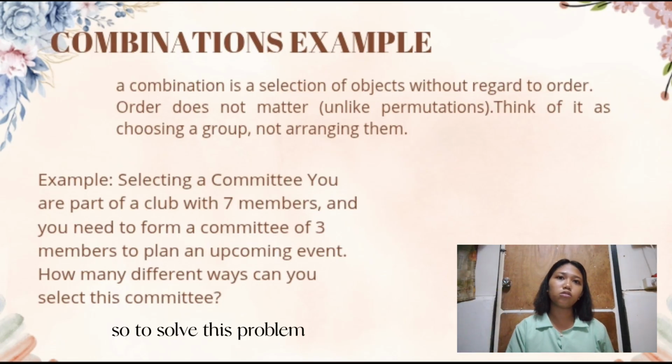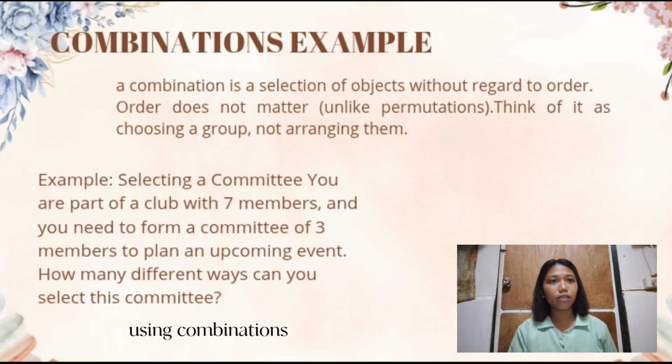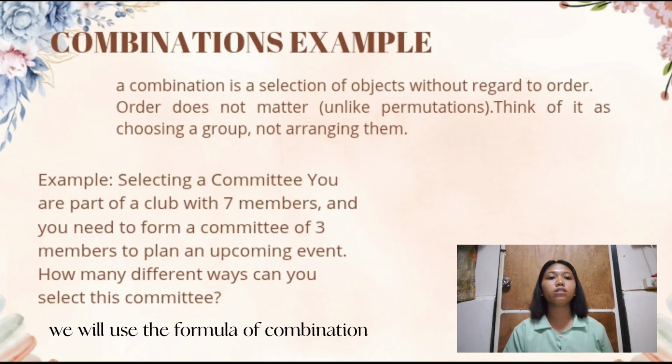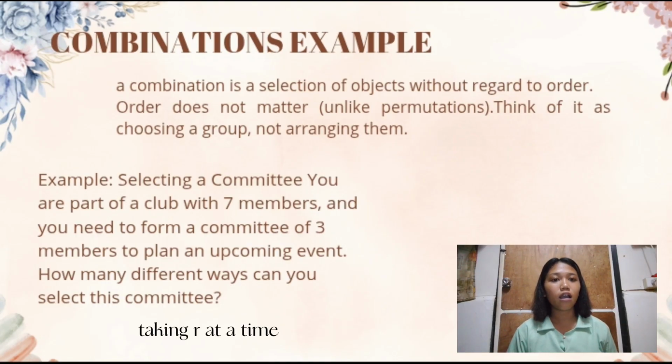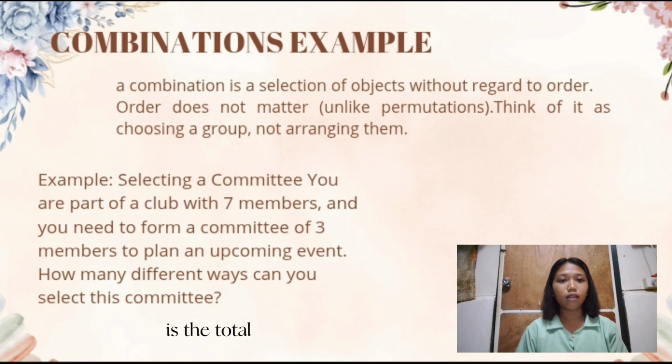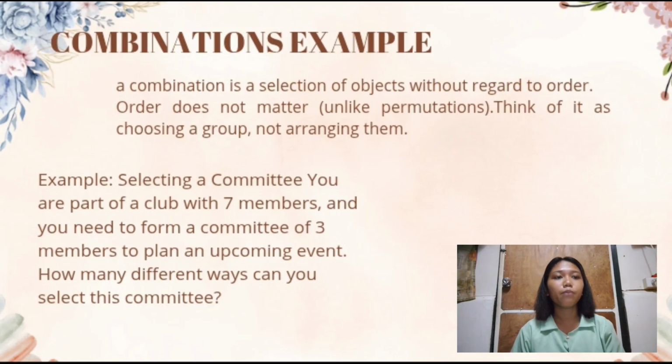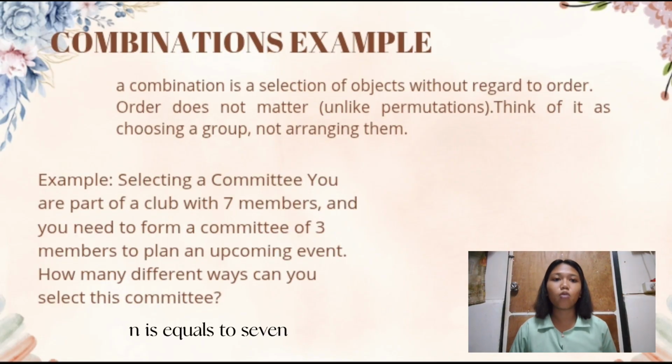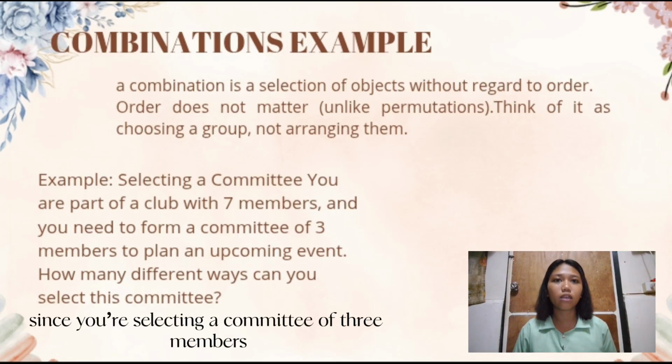So to solve this problem using combinations, we will use the formula of combination of n taking r at a time, equals n factorial over r factorial times (n minus r) factorial, where n is the total number of objects or club members and r is the number of objects being chosen or the committee members. In this case, n is equal to 7 since there are 7 club members, and r is equal to 3 since you're selecting a committee of 3 members.